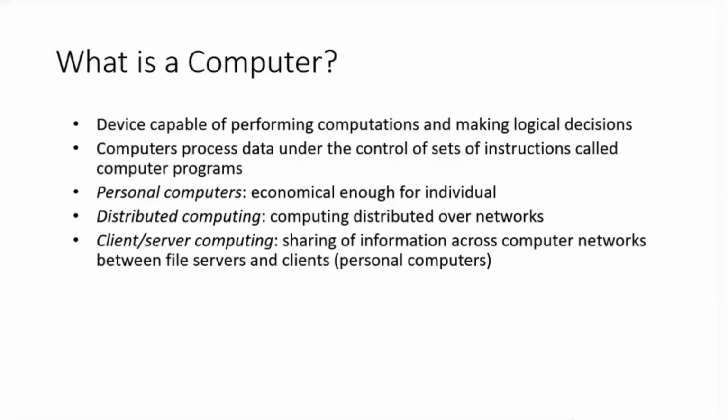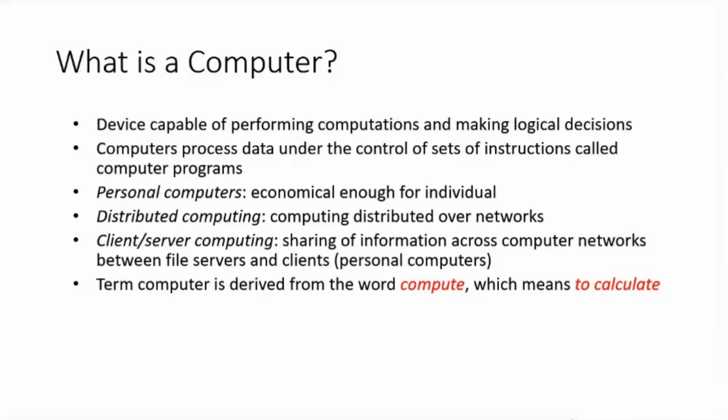The server is the one that receives the data from all the clients and sends data to all the clients. So between the clients, there won't be any data transfer. But in distributed computing, there is no specific server acting. In some distributed computing machines, there will be a server acting, but all the machines will be connected to each other. So those are the different types of computing: personal computers, distributed computing, and client-server computing.